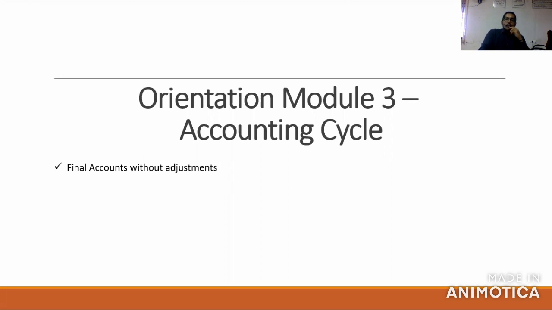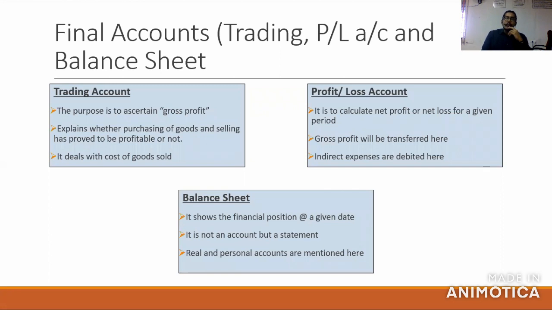So what do you mean by final accounts? The term final accounts means you have to remember three things: trading and profit and loss account and balance sheet. So trading account, profit and loss account, and balance sheet. These are the three accounts which constitute what we call final accounts. So first one is trading account.